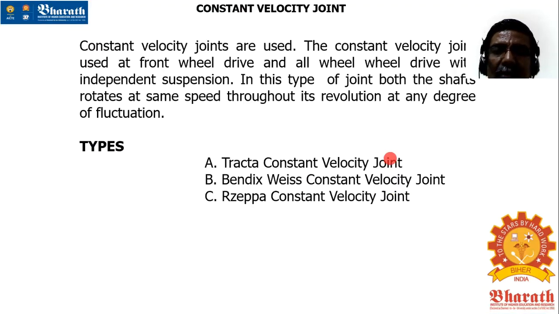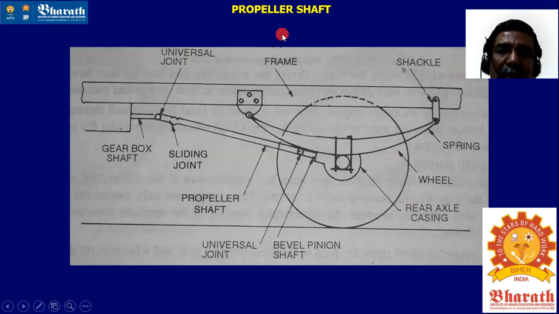Now we'll see one more thing about the propeller shaft. This setup is the example of an entire vehicle with the propeller shaft, leaf spring, and the entire rear axle set. Now you see the propeller shaft is inclined, and because of the inclination, angular velocity is lost. To compensate for that, there is one universal joint here and another universal joint here. So if we keep two universal joints, then the variation in the angular velocity is compensated.